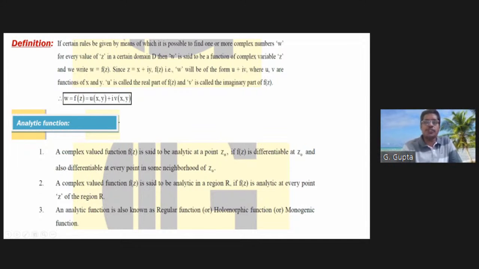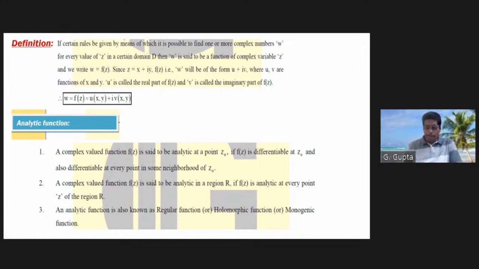Just like the real variable function, where Y is a function of X, here the complex variable function W is said to be a function of the complex variable Z. And we write W is equal to F of Z. We know that Z is equal to, if they do not mention the Z value, you have to consider it as X plus IY. F of Z is nothing but W. That is, X is related to Y in the real system, Z is related to W. W will be of the form U plus IV, where U and V are functions of X and Y. U is called the real part of F of Z and V is called the imaginary part of F of Z.